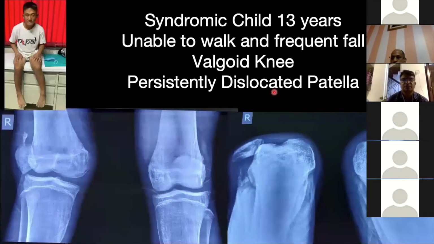This is another very interesting case and probably one of the most challenging cases that we have performed. He was a syndromic 13-year-old guy. He was not able to walk on his right leg because he had a valgus knee. If you see this, he had an intoeing that indicates that there is a femoral internal version, and he had a persistent dislocation of the patella. It is not on this side. Persistently it is dislocated on the lateral side.